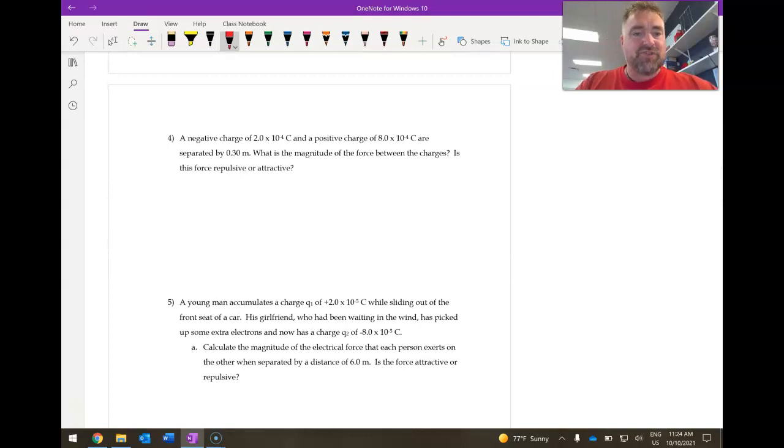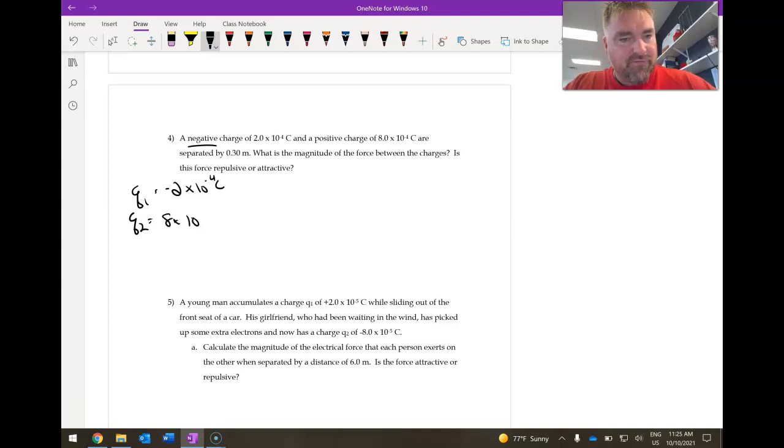It says a negative charge of 2 times 10 to the negative 4th, and a positive charge of 8 times 10 to the negative 4th. They're separated by 0.3 meters. So let's get this set up. Q1 is equal to negative 2 times 10 to the negative 4th coulombs, because it's a negative charge. Q2 is 8 times 10 to the negative 4th coulombs, and the distance between them is 0.3 meters.